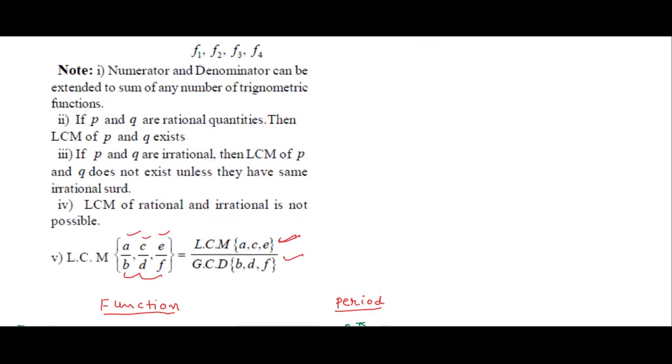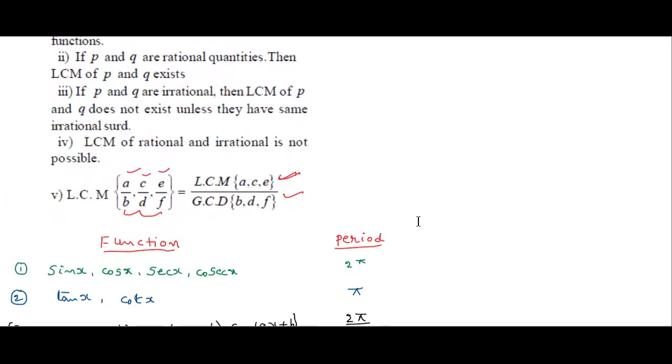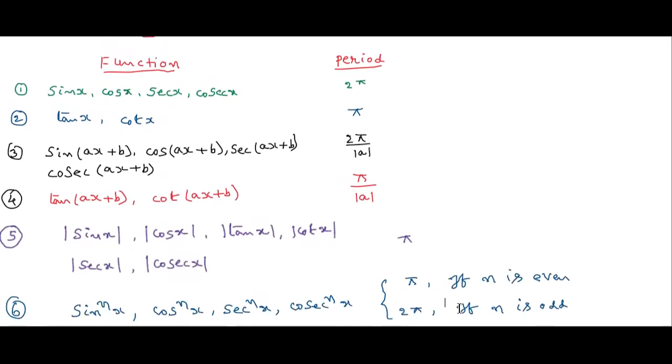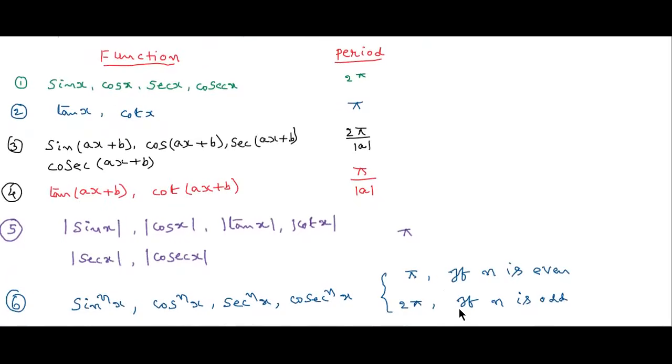So here some standard results are there. See here. What is the period of sin x, cos x, secant x, cosecant x? Just now only I solved that. The period of sin x is 2 pi. Okay. Period of sin x, cos x, secant x, cosecant x is 2 pi. The period of tan x and cot x is pi.